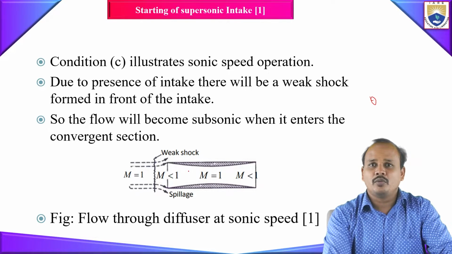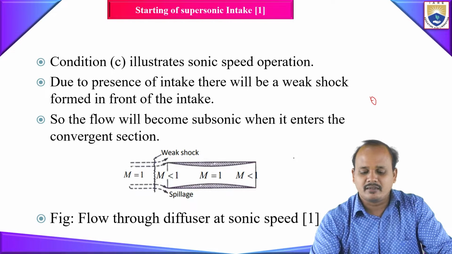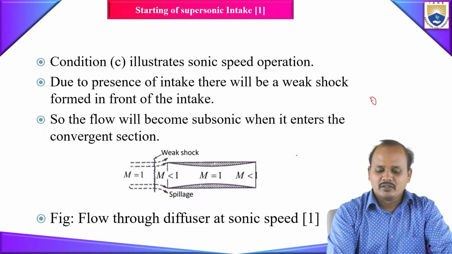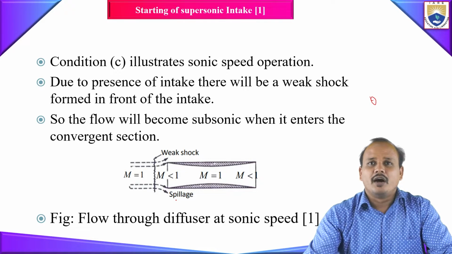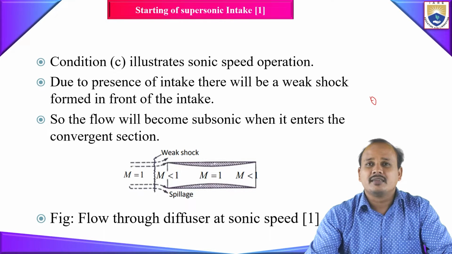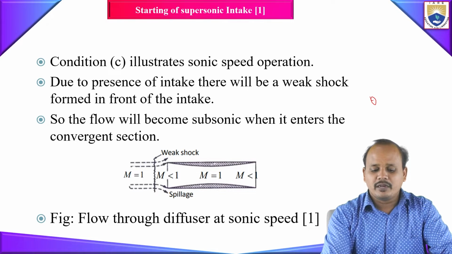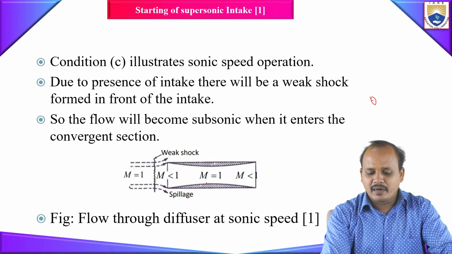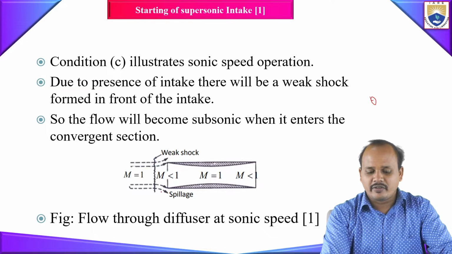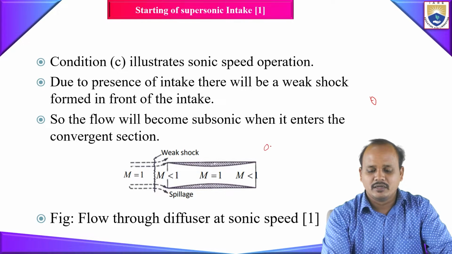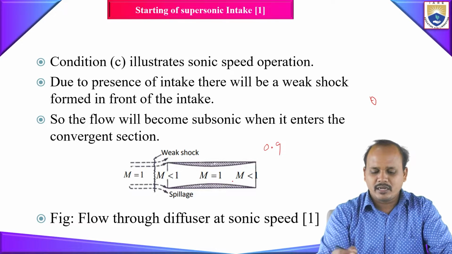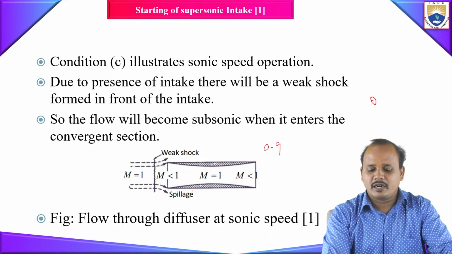The spillage will result in what? It will increase the drag, that is, spillage drag will be created. As you know, when the supersonic flow crosses the normal shock wave, it will become subsonic, right? Once it becomes subsonic, when it is passing through the convergent section, what is going to happen? Since the strength of your shock wave is very weak, the reduction from Mach 1 to subsonic will be small, and let's say it will be around 0.9 Mach number. So 0.9 Mach number flow enters the convergent section.